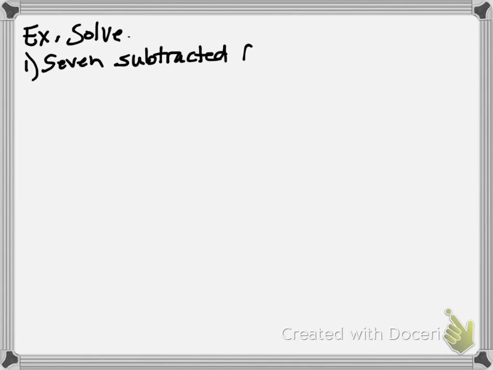Directions say solve. And you're going to have to write out the word problem, otherwise it's not going to make any sense in your notes. So 7 subtracted from a number is 12. Find the number.